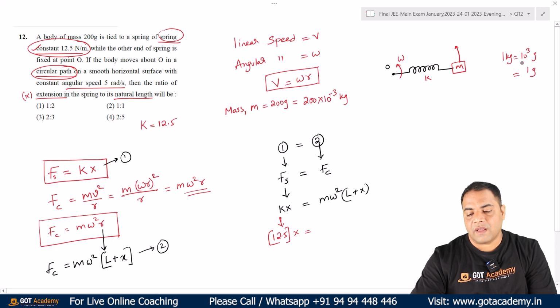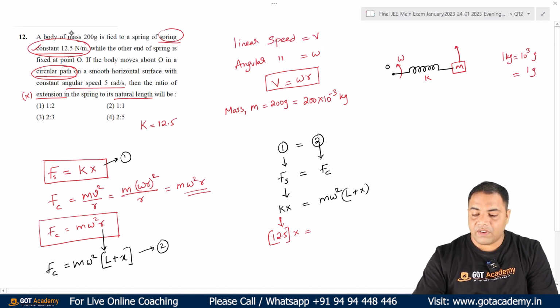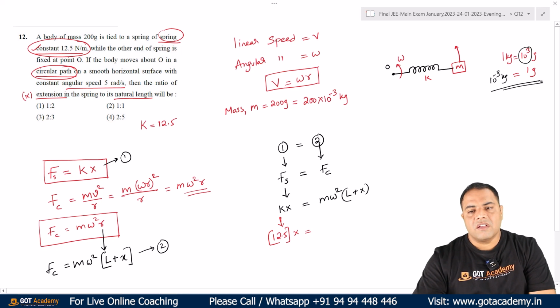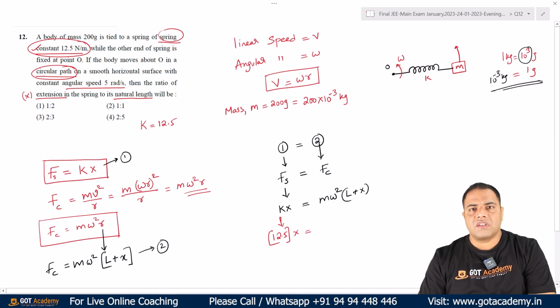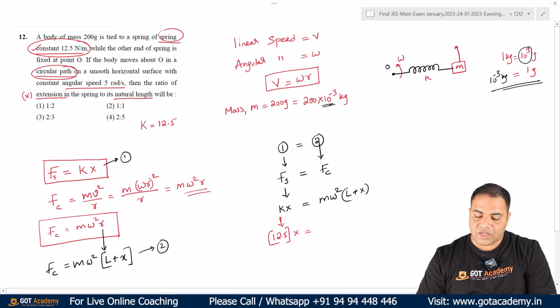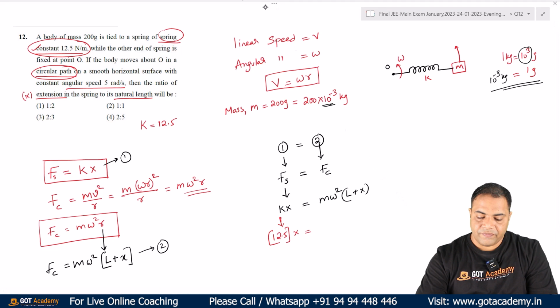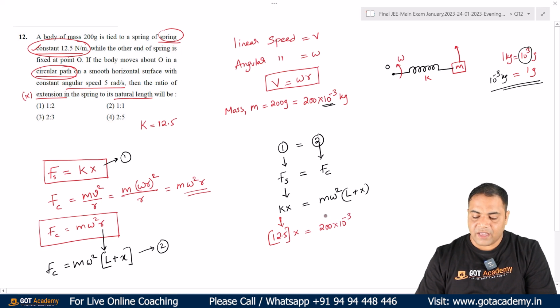If you want 1 gram, you have to shift this 10 power 3 to the other side. It will become 10 power minus 3 kg. So 1 gram can be written as 10 power minus 3 kg. Let us substitute that. So mass is nothing but 200 into 10 to the power of minus 3.